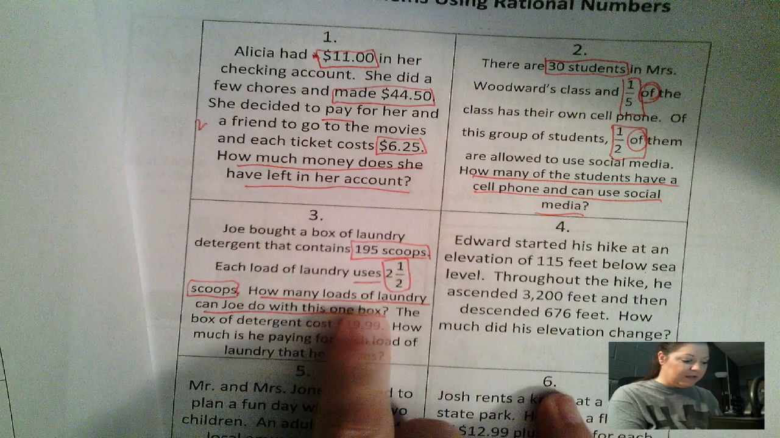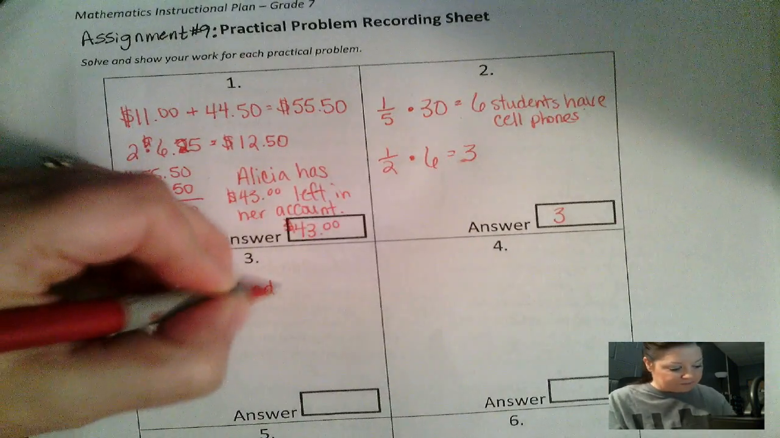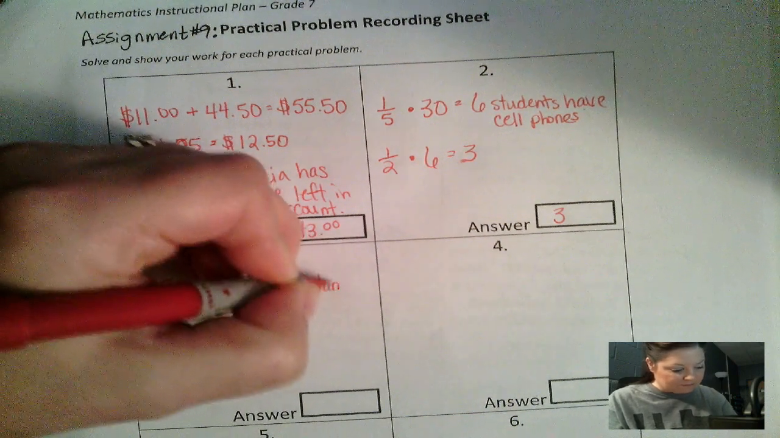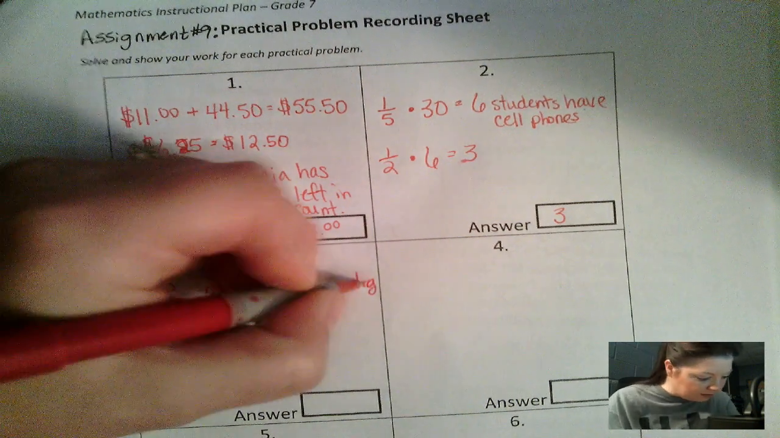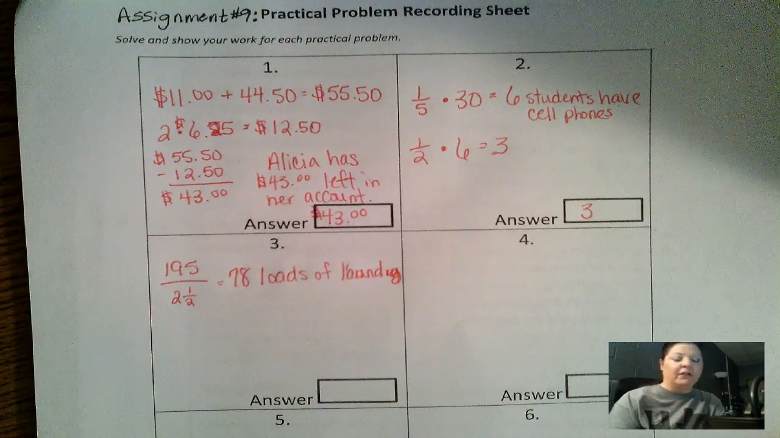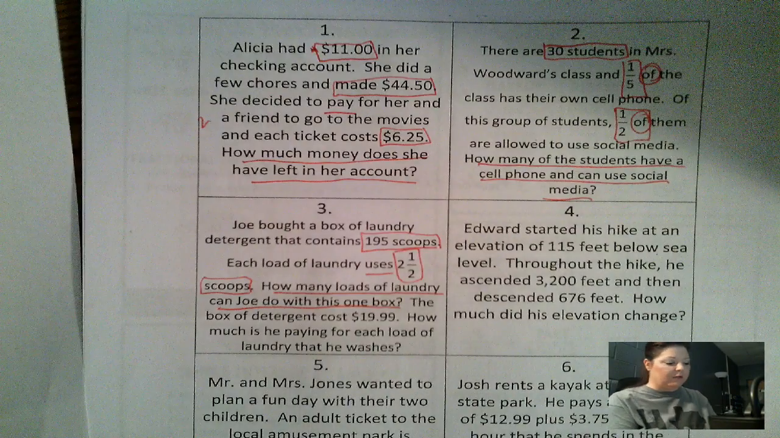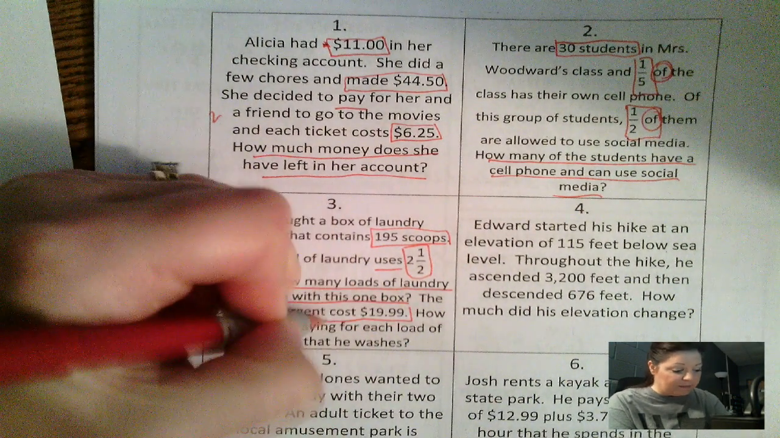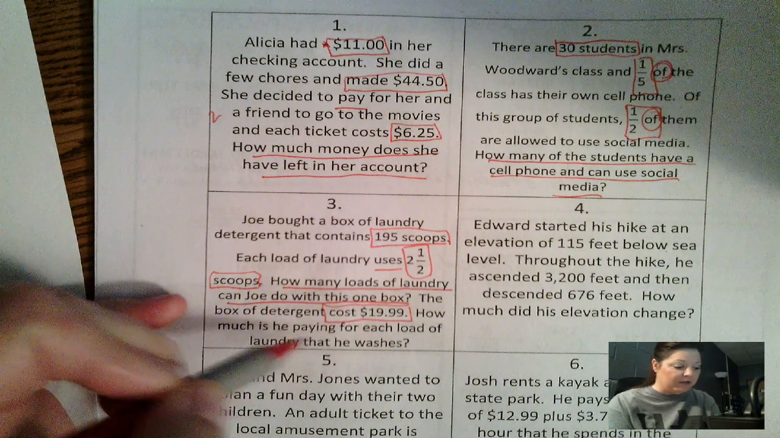So it says how many loads of laundry does Joe do with 1 box? 78 loads. I spelled laundry right, laundry. Okay, yeah, it's kind of hard to read. All right, so 78 loads of laundry. Now, we are not finished with this because we have 2 questions with this one. So let's go back. It says the box of detergent costs $19.99. So that's how much he pays for his detergent. How much is he paying for each load of laundry that he washes?